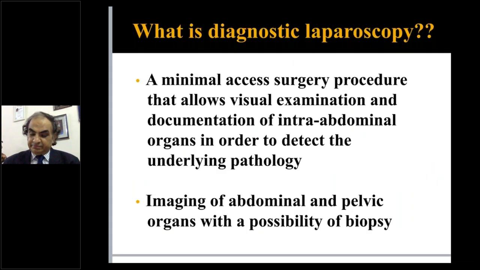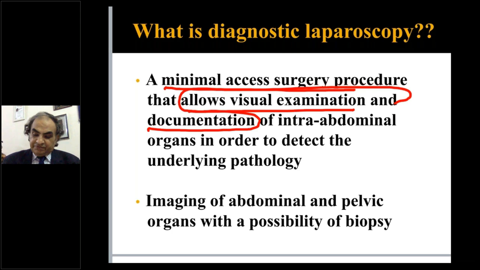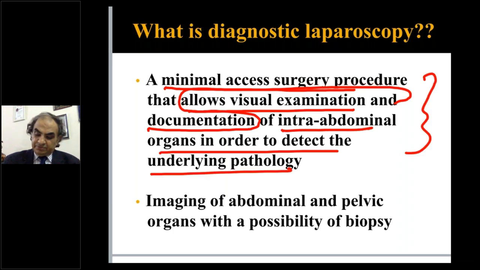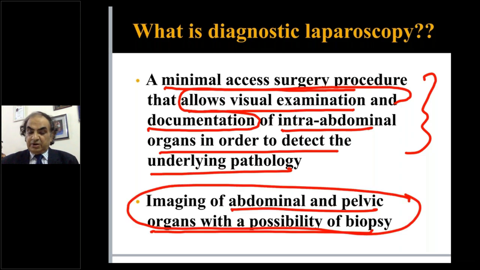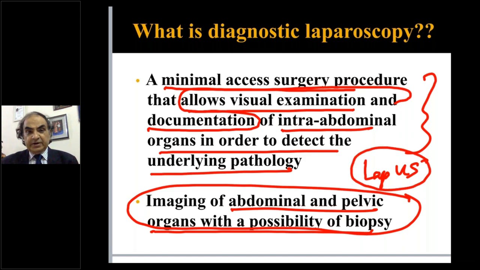Now, I already defined it, but just to complete the job, as to how should you put it down when you are answering, say, in your exam, or you're answering to somebody who is basically very much a documental type. Minimal access surgery, which allows visual examination and documentation, because if you don't do this, it is incomplete, of intra-abdominal organs in order to detect an underlying pathology. I didn't say anything different here. I've already said it. Now, imaging must be done beforehand. And you can also add imaging to laparoscopy by adding laparoscopic assisted ultrasound or lap US. So you can make it laparoscopic extension. I mean, you can use it as an arm, and that's what it means.